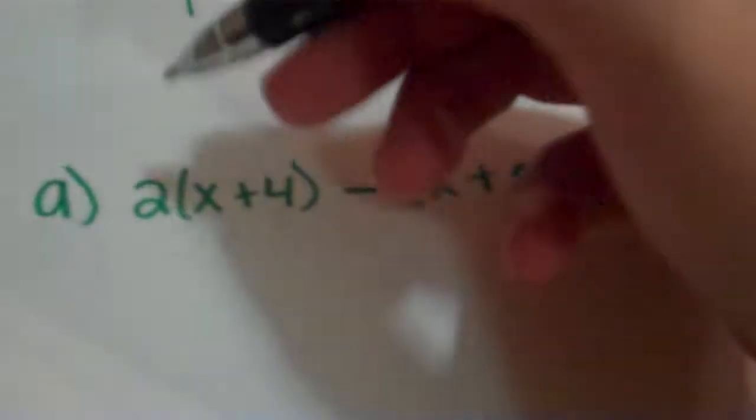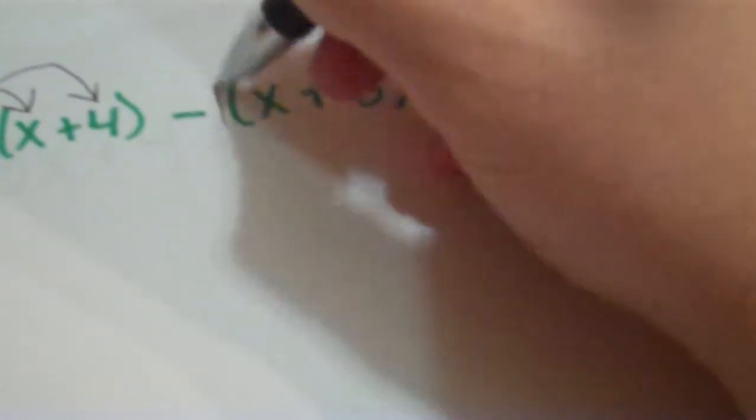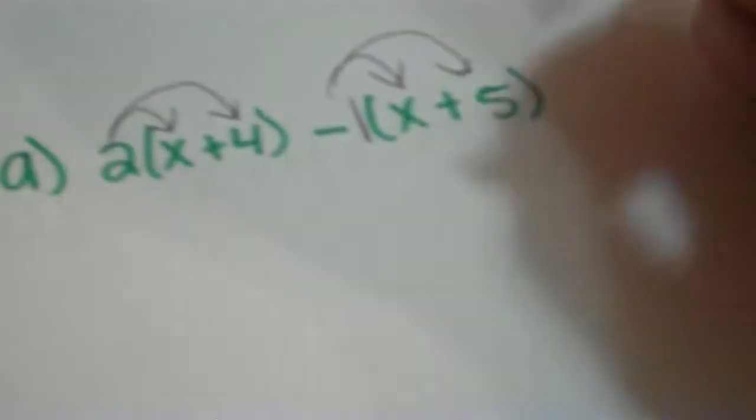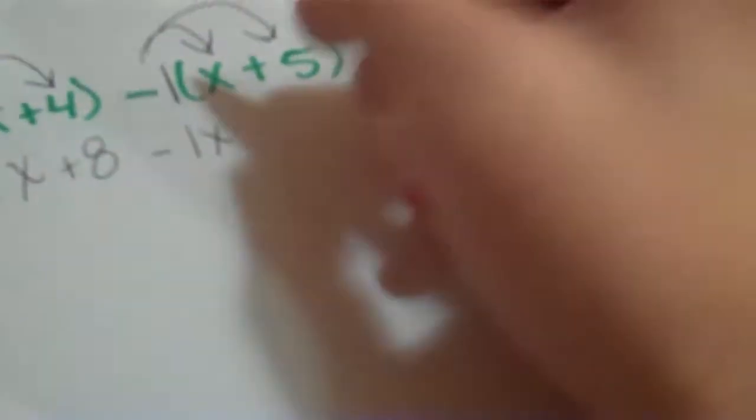Okay, so I'm going to go ahead and start. If you don't remember, when we do this stuff, we have to distribute first. And if there is no number here, I'm going to put in a 1, and we're going to distribute a negative 1. Okay? So 2 times 1 is 2x. 2 times 4 is a positive 8. Negative 1 times x is negative 1x. And negative 1 times positive 5 is negative 5.